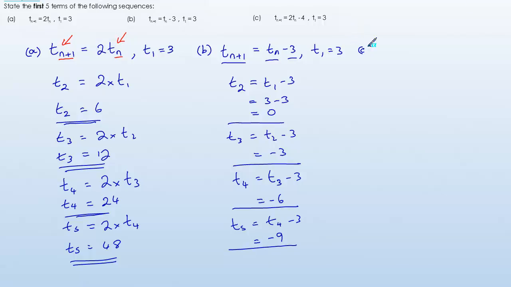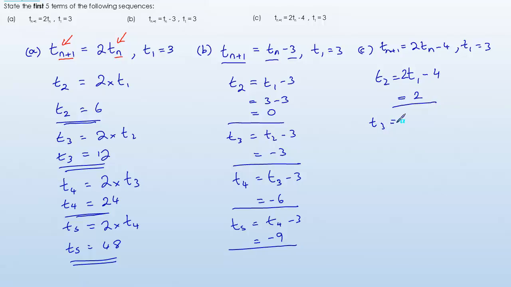So in part C we've got Tn plus 1 is 2Tn take away 4 with T1 equal to 3. So to get to the next term, double the current term and take away 4. So T2 would be twice T1 take away 4. So that's going to be twice 3, 6 take away 4 is 2.